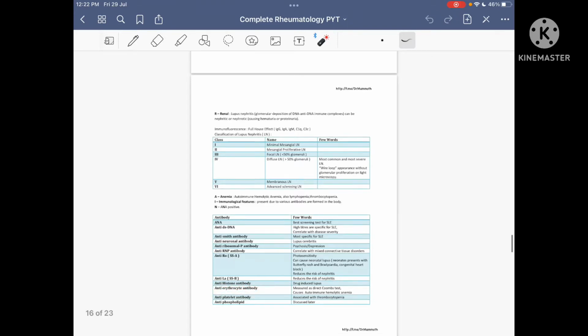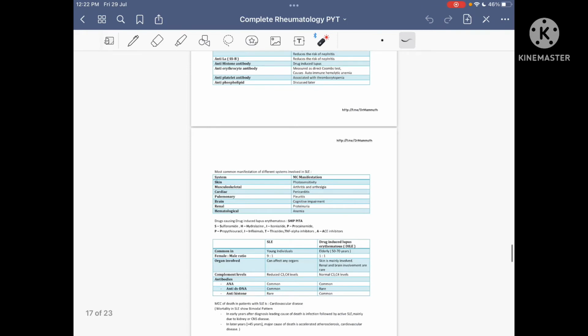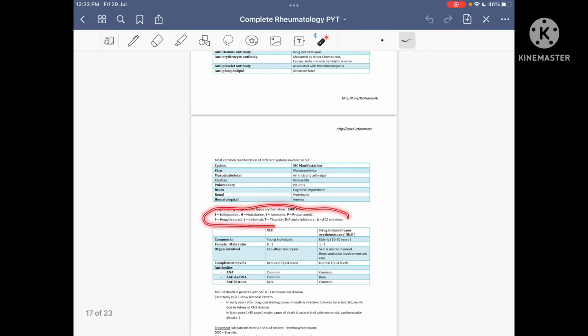Antiphospholipid will be discussed later. Most common manifestation of different systems involved in SLE: Skin, there is photosensitivity. Musculoskeletal, it is the most commonly involved part in SLE overall, and among the musculoskeletal, arthritis and arthralgia are most common. Cardiac, pericarditis; pulmonary, pleuritis; brain, cognitive impairment; renal, proteinuria; hematological, anemia. Drugs causing drug-induced lupus erythematosus are CIP-PITA. Remember the names, they are asked.